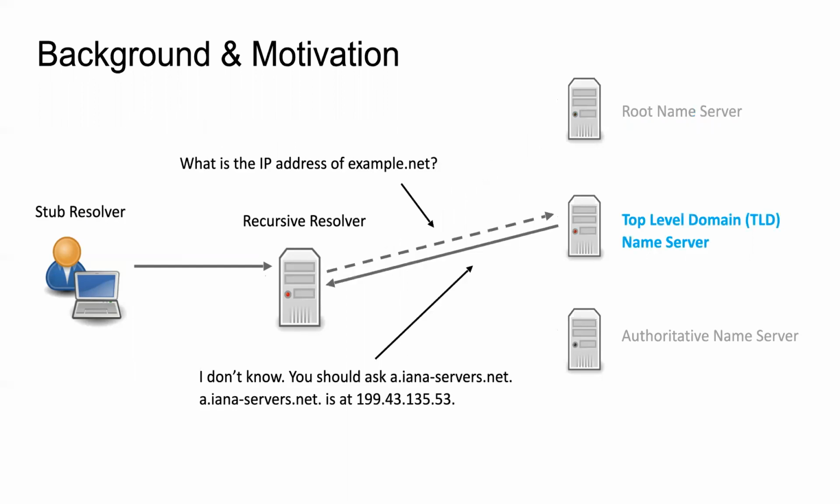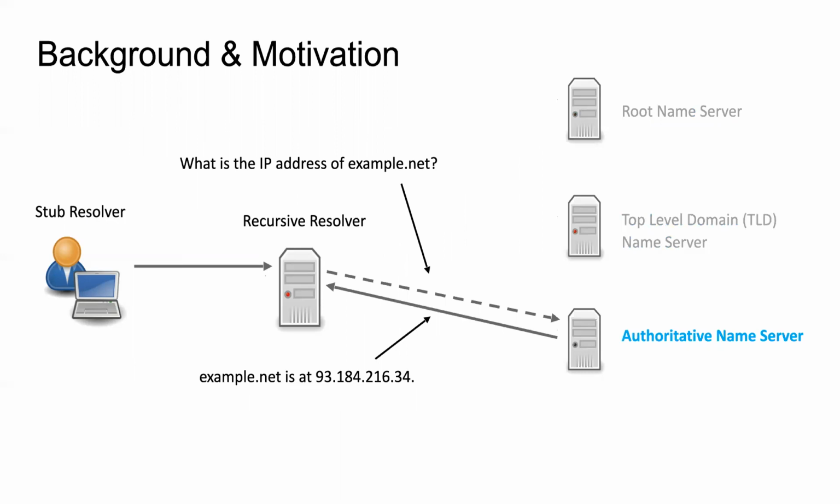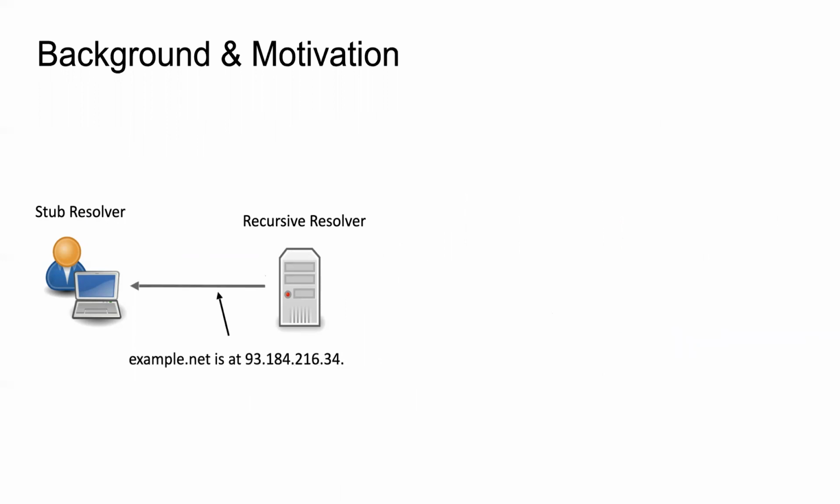The recursive resolver will then send the same query to the TLD name server, which will likewise respond with a referral to the authoritative name server for example.net. The resolver will then send the query to this authoritative name server, which will finally return the answer to the original query. And the recursive resolver will finally return this to the user.